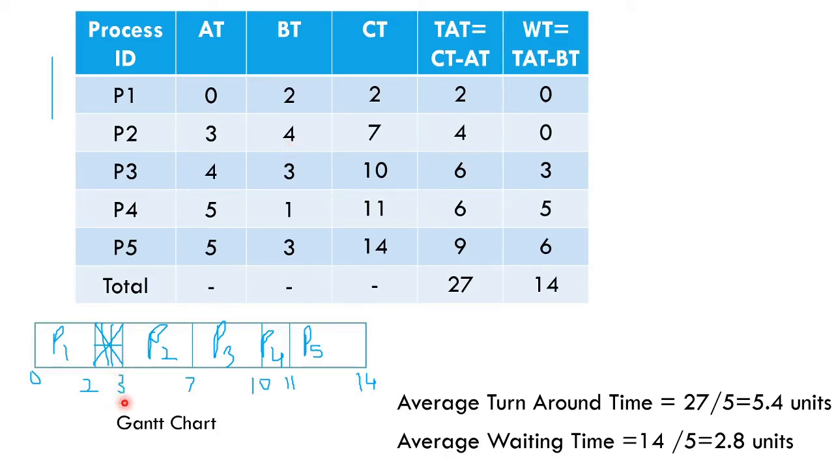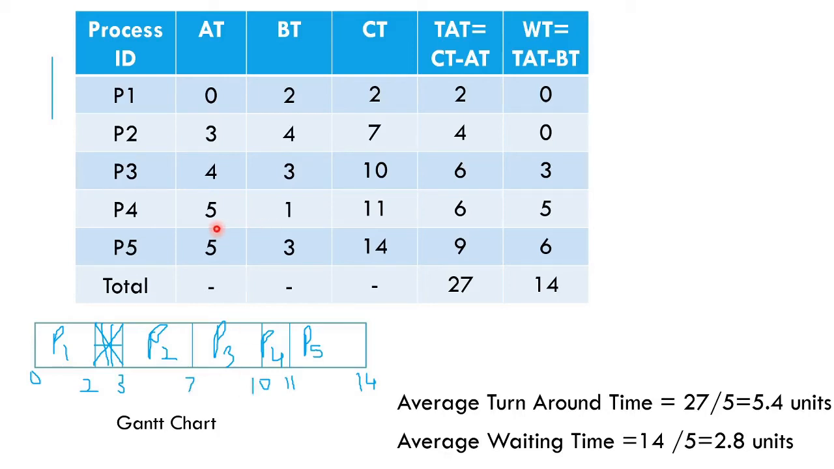So at 3, P2 comes and executes for 4 seconds. So 3 plus 4, it is going to be 7. So what happened? At 4 seconds, P3 also came. So 4 would be somewhere here in between. So at time 4, P3 has already come. It is going to execute, but it is going to get the CPU at 7 only. So it is going to execute for 3 seconds.